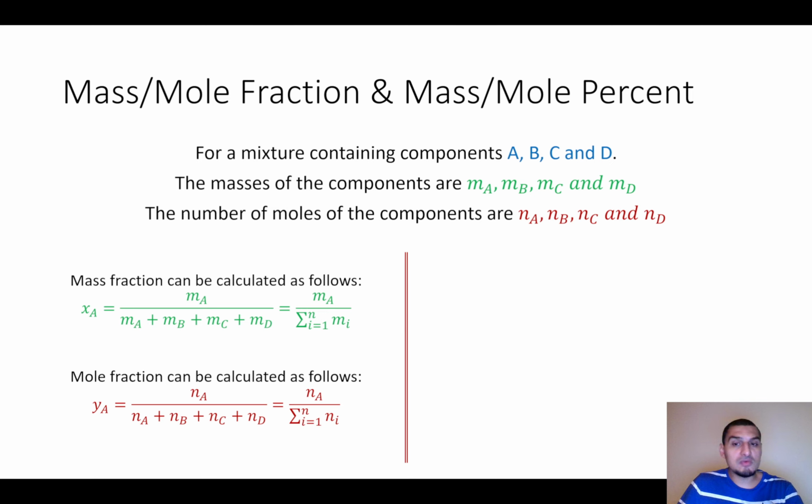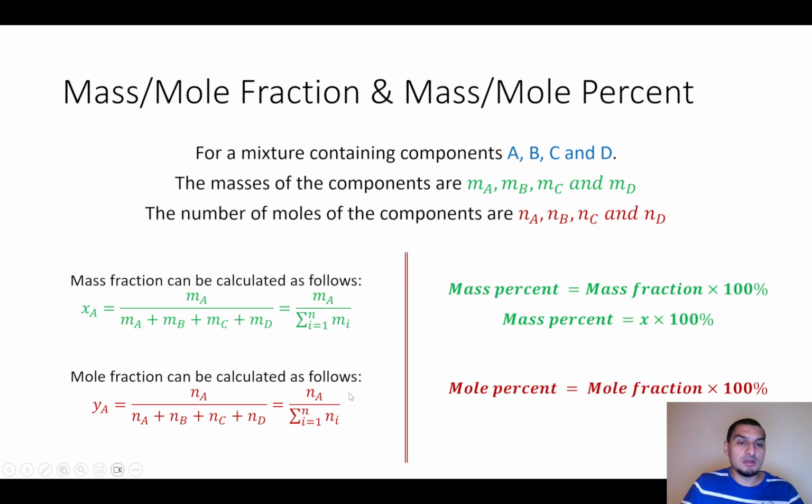Sometimes we like to represent the concentration or the composition instead of a fraction to be a percentage. So in this case, the percentage is the mass fraction multiplied by 100%. So if the XA equals, let's say, 0.1, then it's 10%. If it's 0.25, it's 25%. The same for mole fraction. So it's Y multiplied by 100. So both are representing the same thing. So it's not something new.